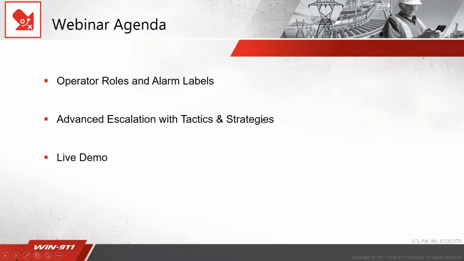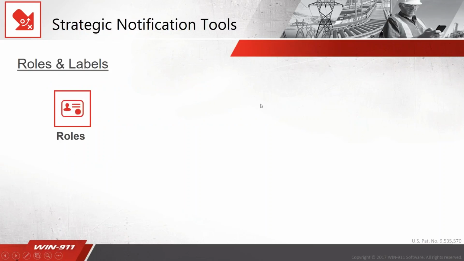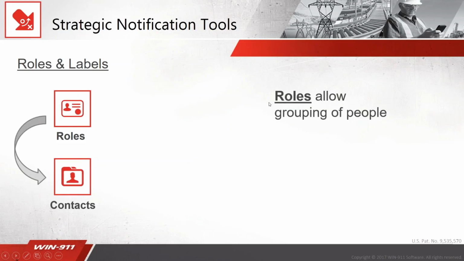So let's start off with the roles and labels. In Win911 Enterprise Edition, we have a concept of roles and labels. Roles are what we use to group contacts together. If you've used version 7 in the past, we grouped everybody in something literally called a group. Now we're using a role, which you assign to each individual contact that you make within the software. As you create your contacts, you assign the roles to them, and you can think of it as putting them in a particular alarm notification list.